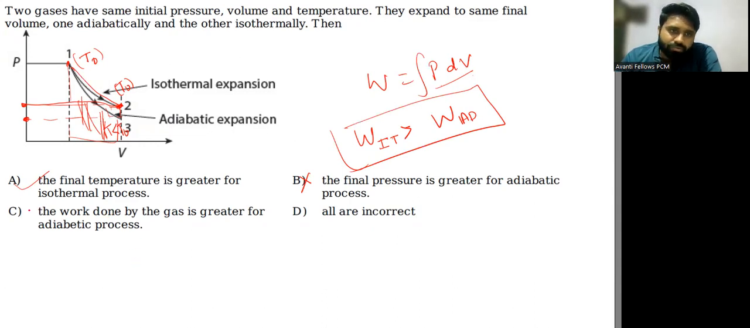So this option is also incorrect. Only option A is the correct option.